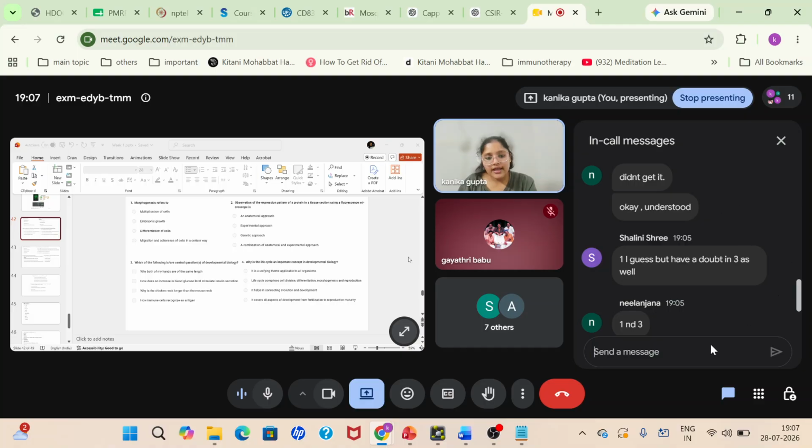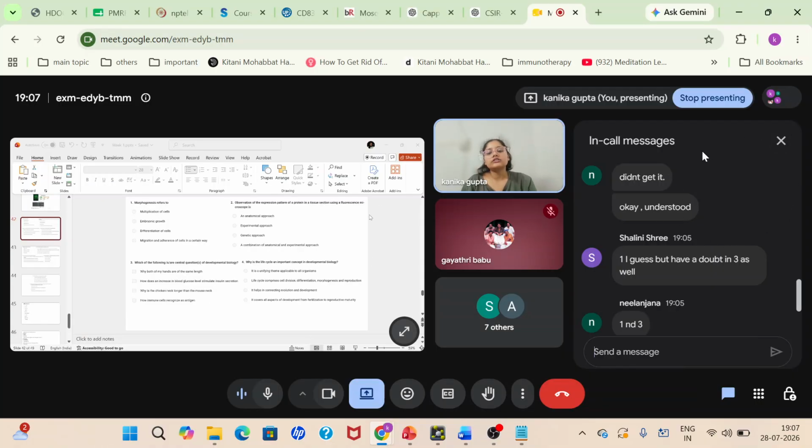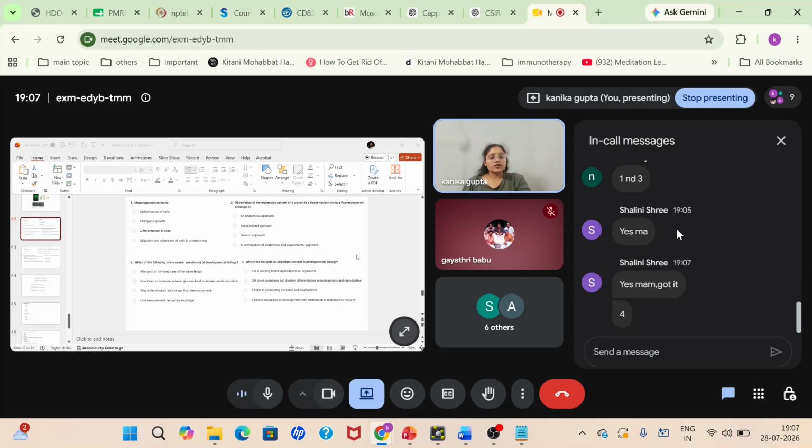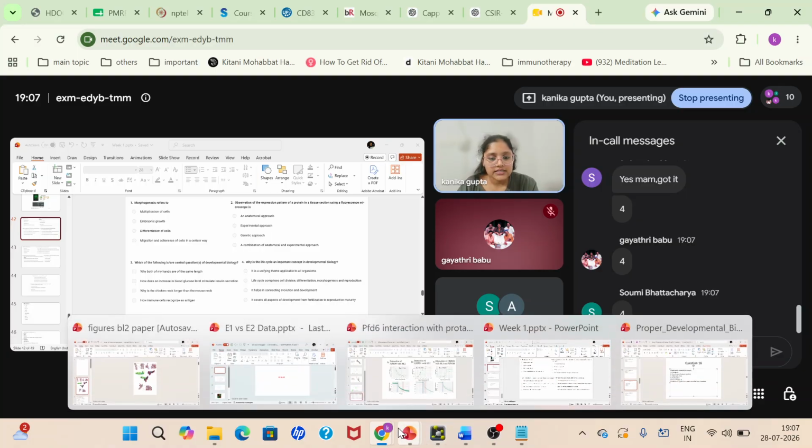Okay, so next question is, why is the life cycle an important concept in developmental biology? What do you guys think? Shalini, is it the answer? You guys are saying it is four. Let's see.